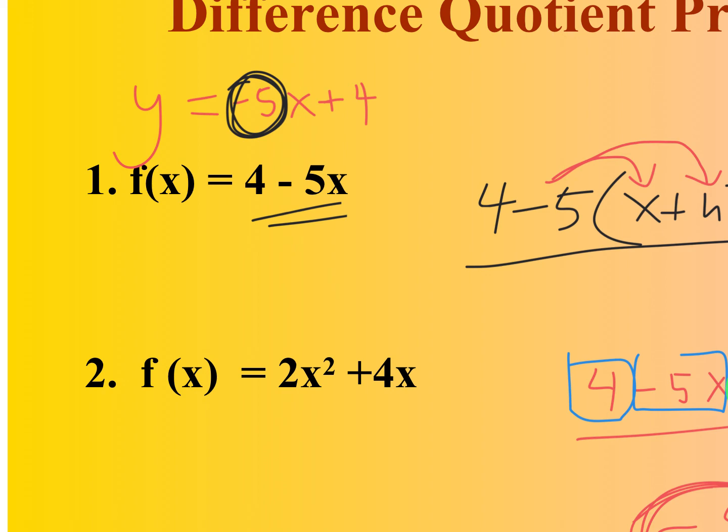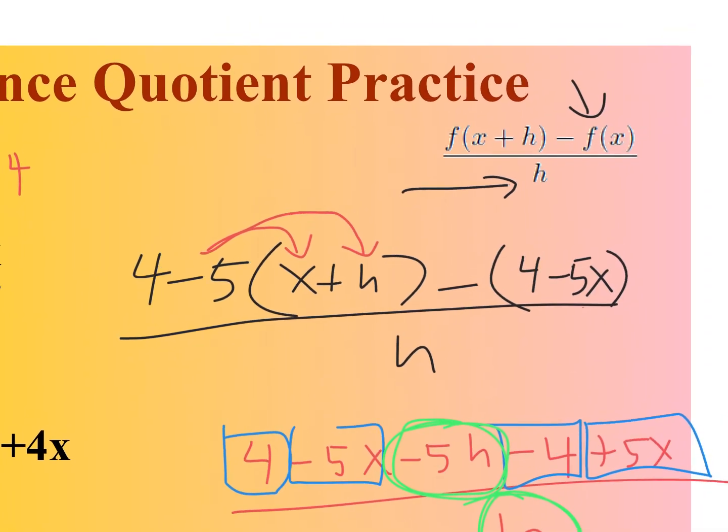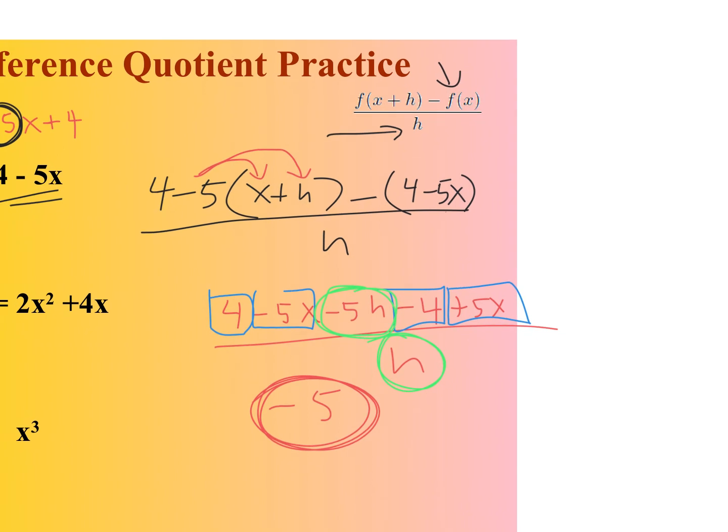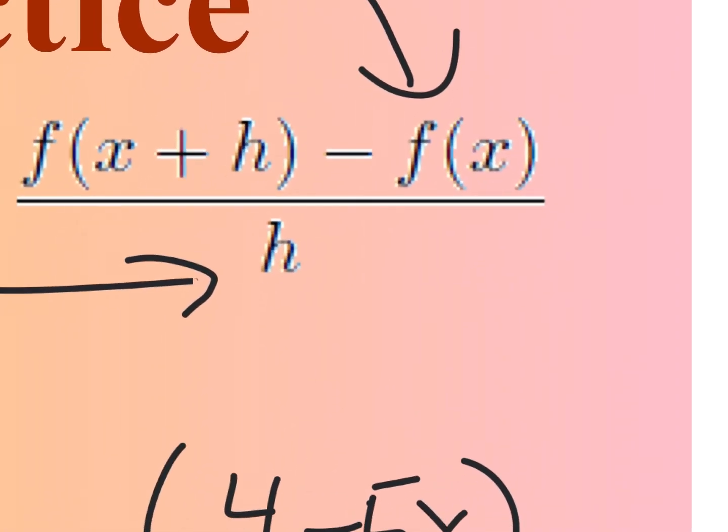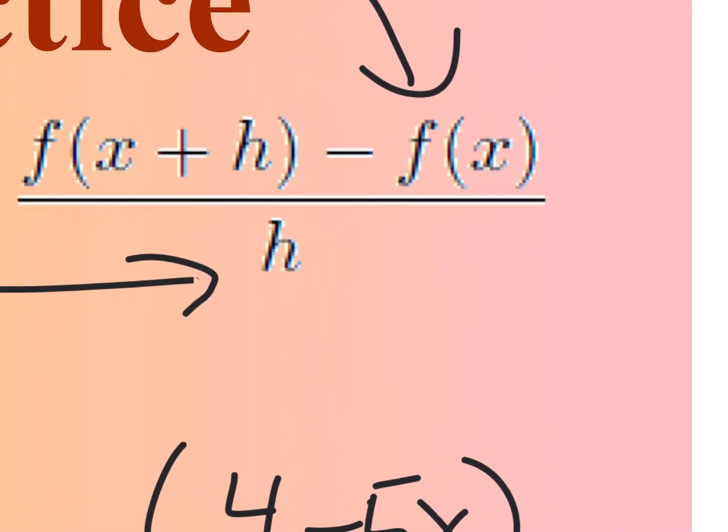The answer was negative 5. Coincidence? No. Because technically, this thing called the difference quotient would find the slope in a much more complicated way, because it also works for curves. Can you imagine if, when you learned how to find slope in like 6th grade, they'd have taught you this instead? People's brains would have melted.